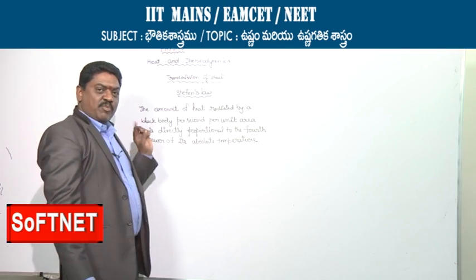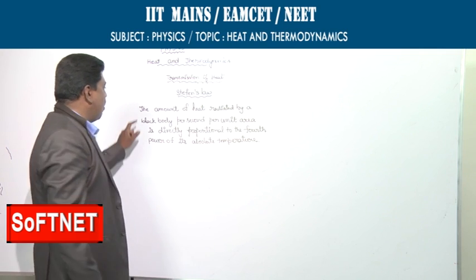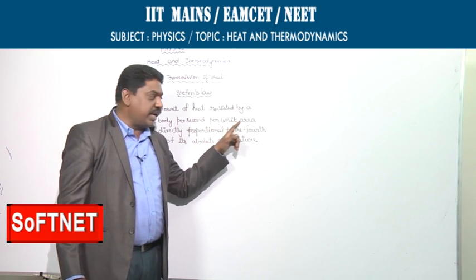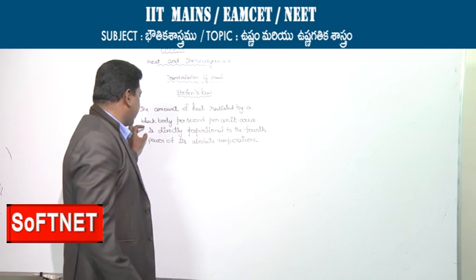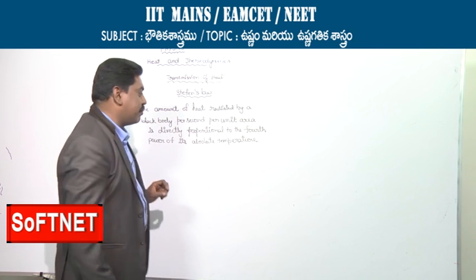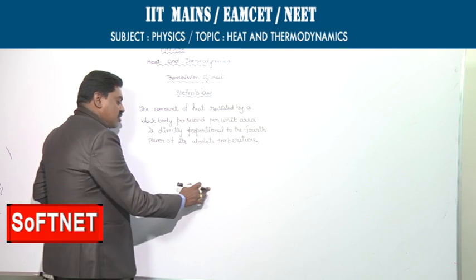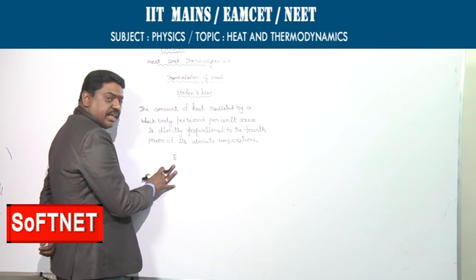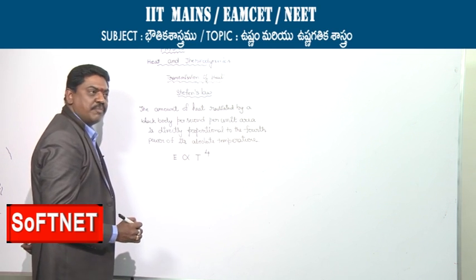After completing Wien's displacement law, let us now take up Stefan's law. What it says is the amount of heat radiated by a black body per second per unit area is directly proportional to the fourth power of its absolute temperature. So, energy radiated per unit area per unit time is directly proportional to the fourth power of absolute temperature.